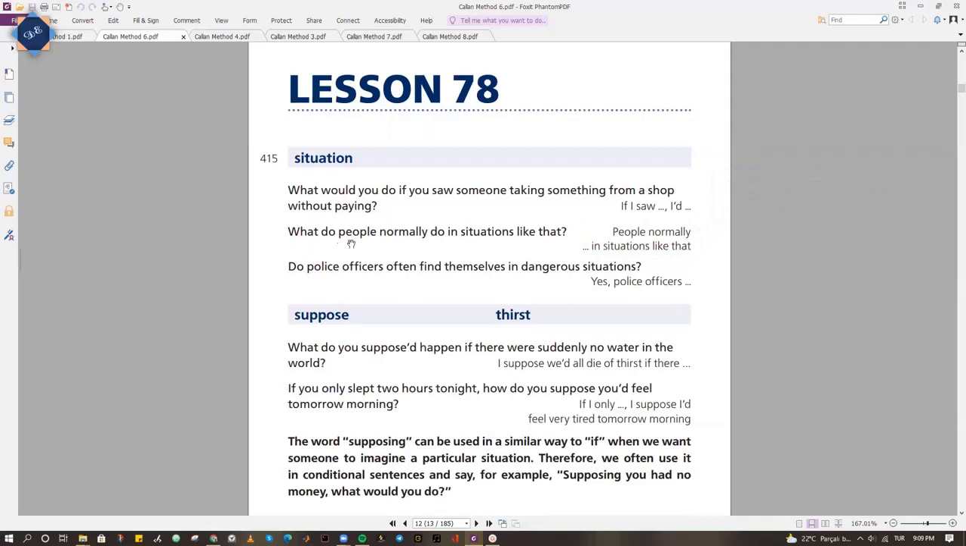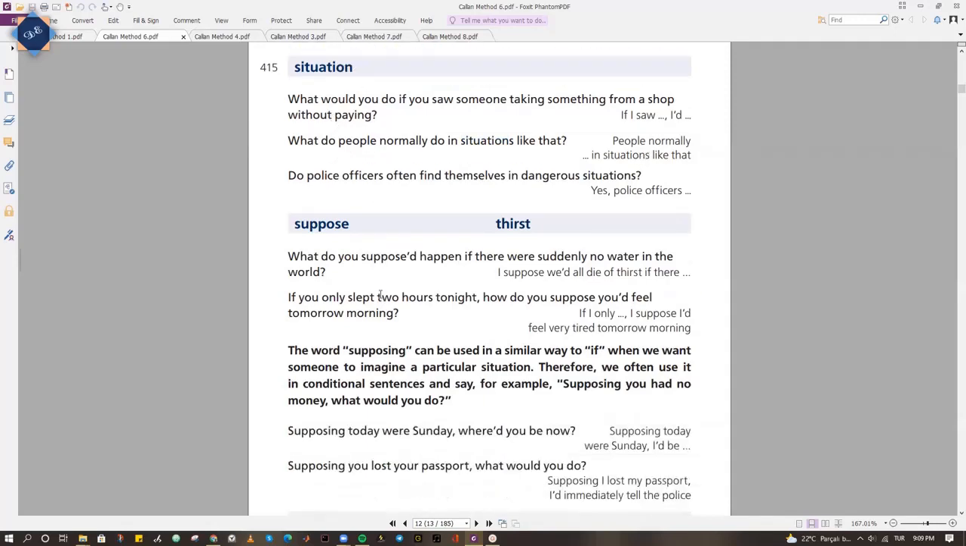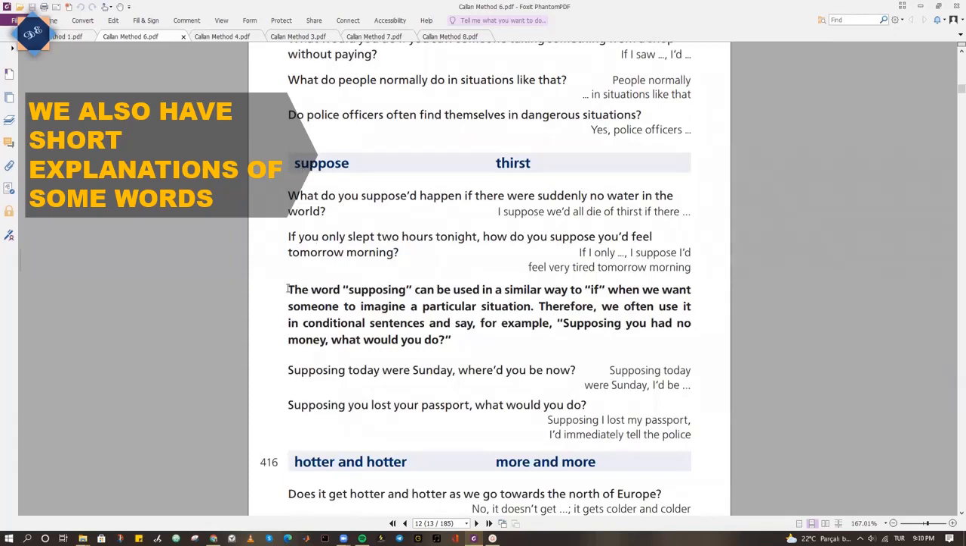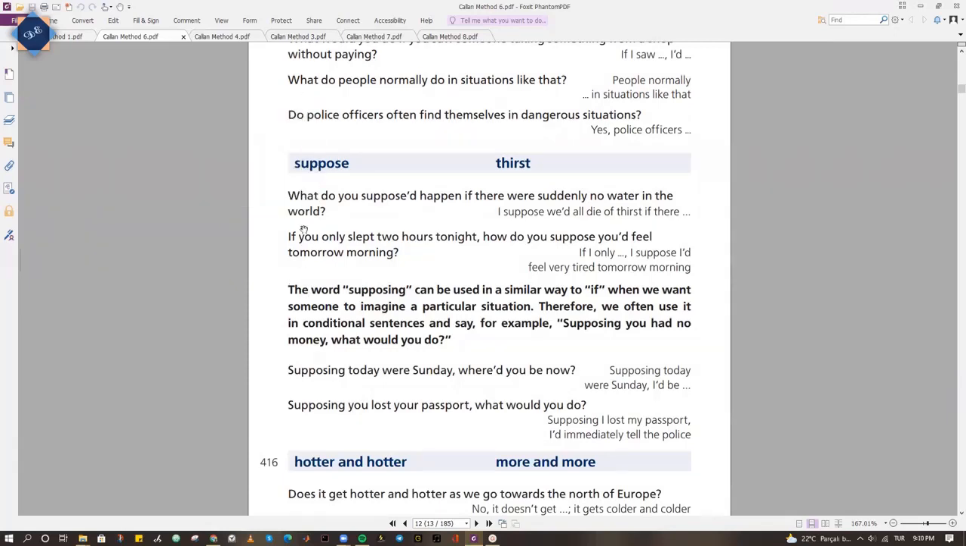So it's very good. You see, now we see where we can use situation in a question and an answer after looking at the meaning and the pronunciation of the word. Very important. In some cases, you have explanations of some words. For example, here we have suppose and thirst. Here we have an explanation in bold. The word supposing can be used in a similar way to if when we want someone to imagine a particular situation. Again, situation, right? We are using it over and over, so no need to memorize.